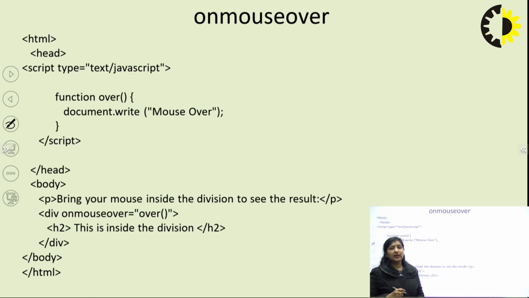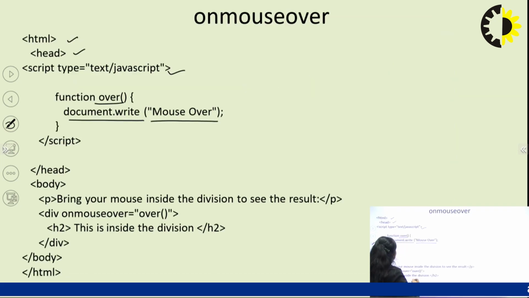Next is on mouse over. On mouse over means whenever I have a text and I place my mouse over that particular text. So again, HTML, head, JavaScript, this is the same as we are seeing from many examples. Now suppose I have created a function over and document.write mouse over. Document.write will function similar to a print function. The script tag will be closed over here, the head tag and body tag will open. The p tag is the paragraph tag. In this it will be written: bring your mouse inside the division to see the result, then division, heading tag, body tag and HTML tag. Here on mouse over is a particular function which will be called, and it will be calling this function over.